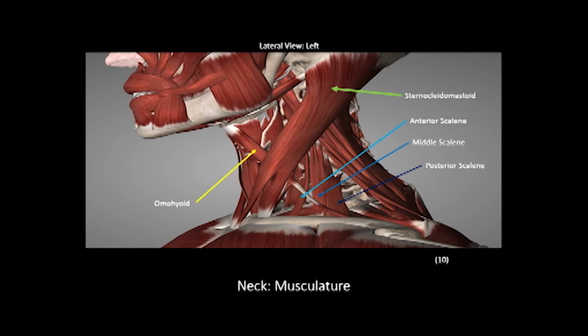Next, we have the omohyoid bone. This has two bellies, a superior and inferior belly, attached by the intermediate ligament. It's attached to the hyoid and to the scapula. It's innervated by the cervical plexus and is involved with depression of the hyoid and larynx during swallowing.